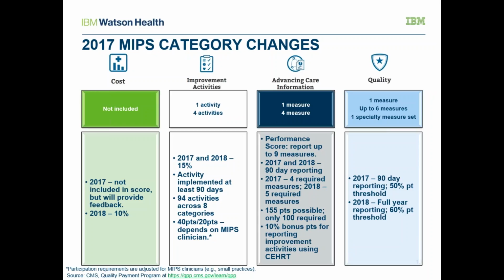And then of course there's the advancing care information. Really the takeaway for this one, again, you can decide to either report something or report the 4 measures for 2017. And then for performance score, you can report up to 9 measures.